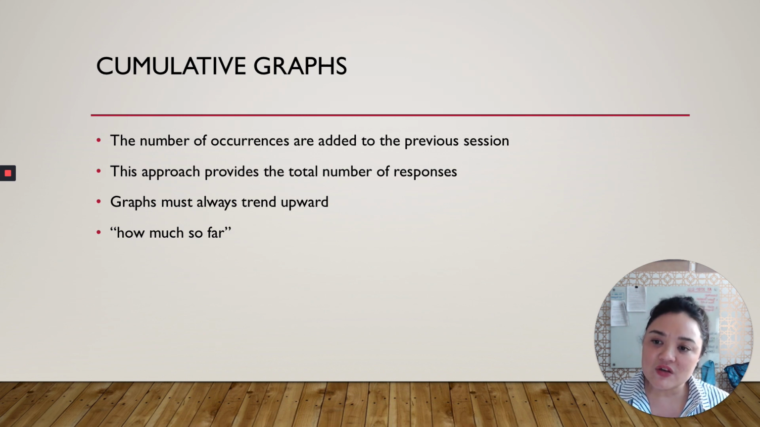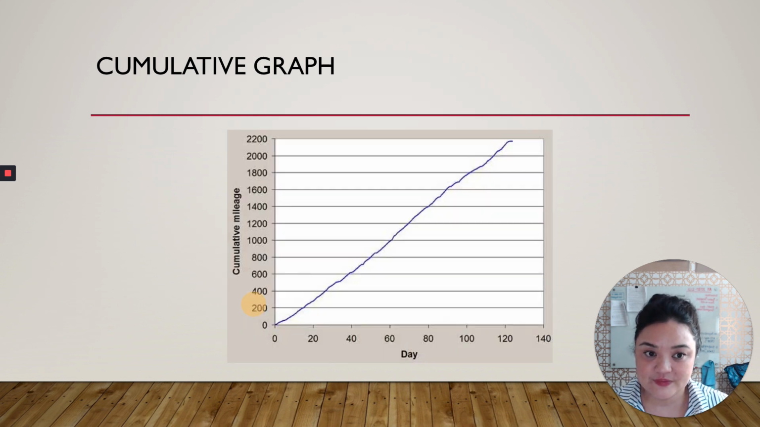So cumulative graphs tell us how much have you done so far, okay? So with cumulative graphs, the line, the data path, should always be moving upward, or at the very least, if there's no progress, it's a flat line. It should never be decreasing, right? You don't take away anything. You simply are adding to the previous day. All right, so here's an example of a cumulative graph.